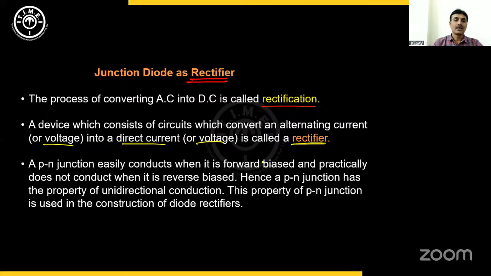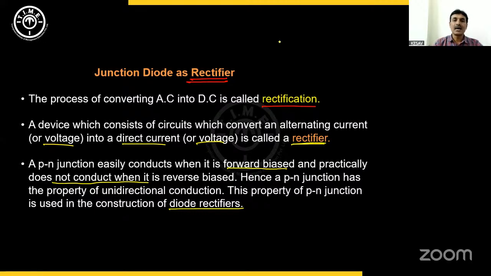Now, a PN junction easily conducts when it is connected in forward bias mode and practically does not conduct when it is in reverse bias mode. That is unidirectional behavior of a diode, right? So this property of the diode, the unidirectional conduction, is made use of in constructing diode rectifiers.